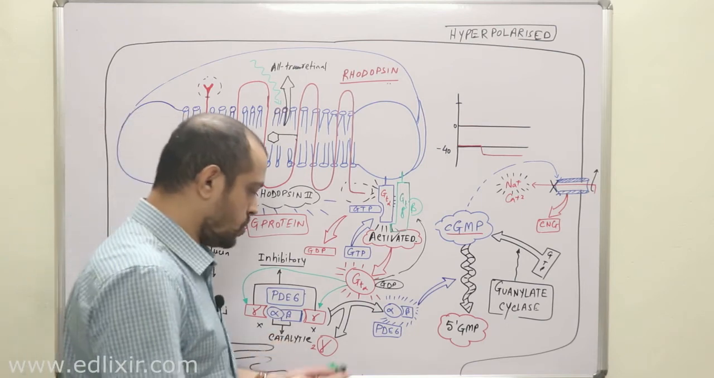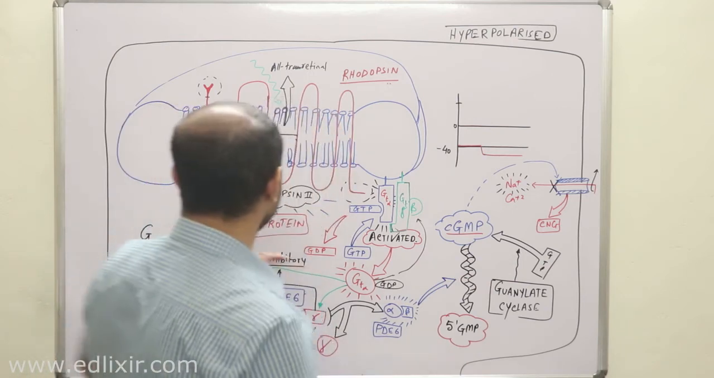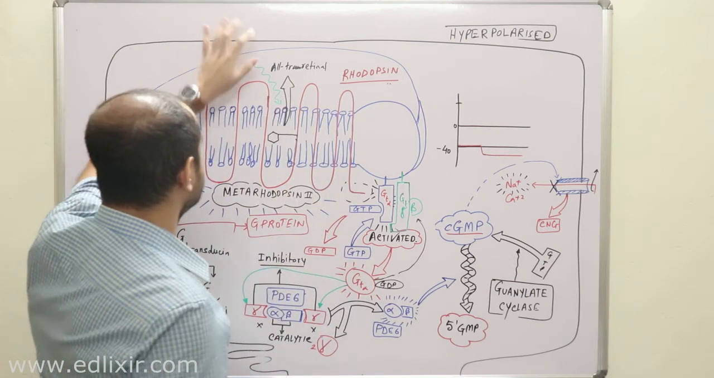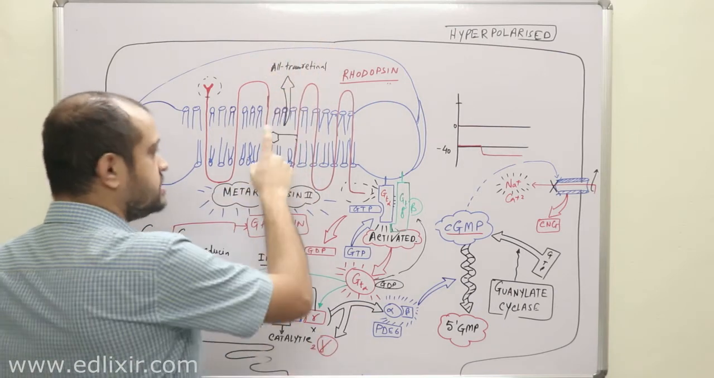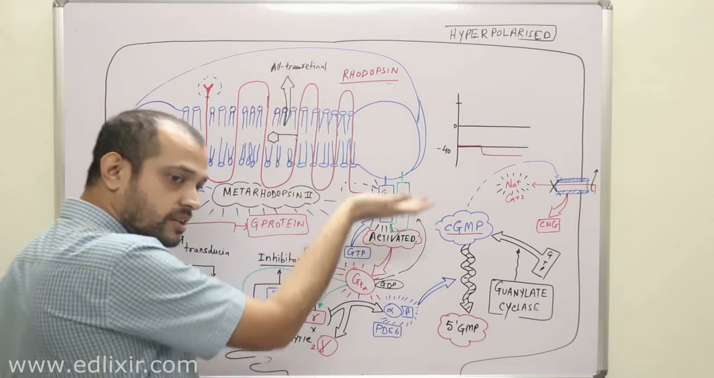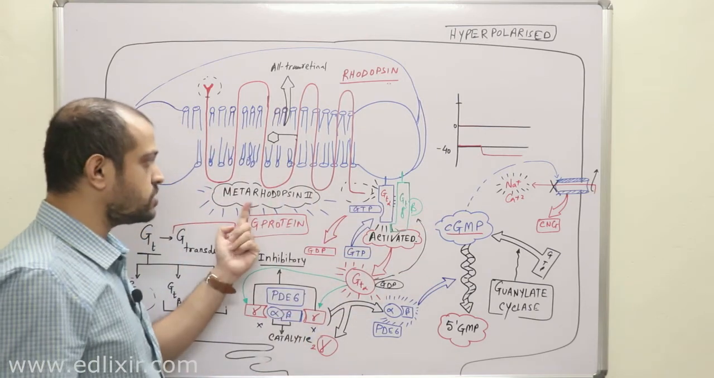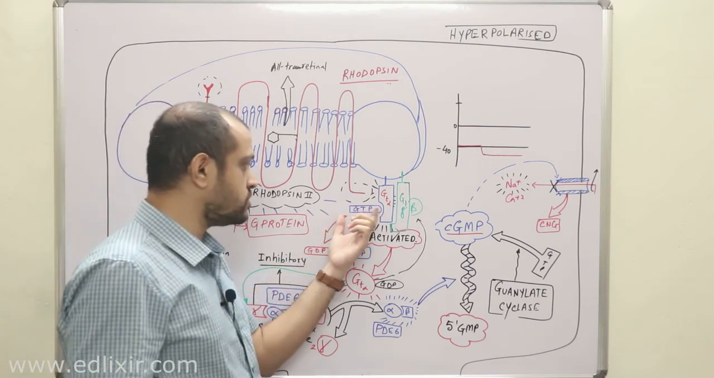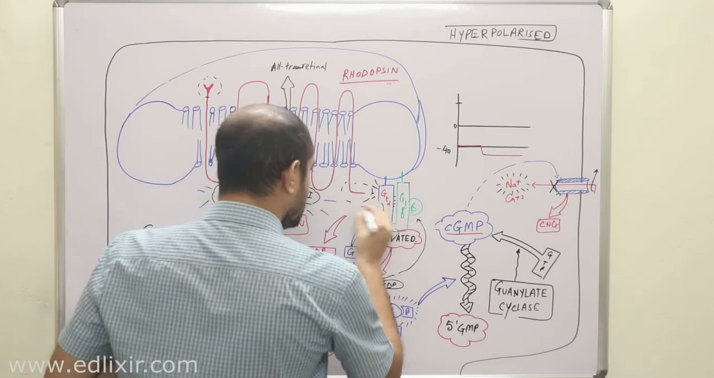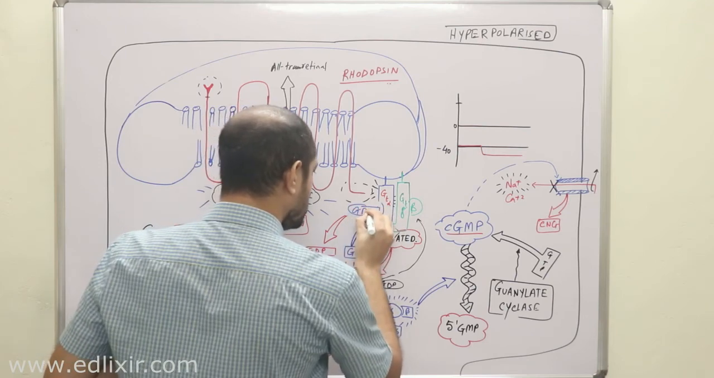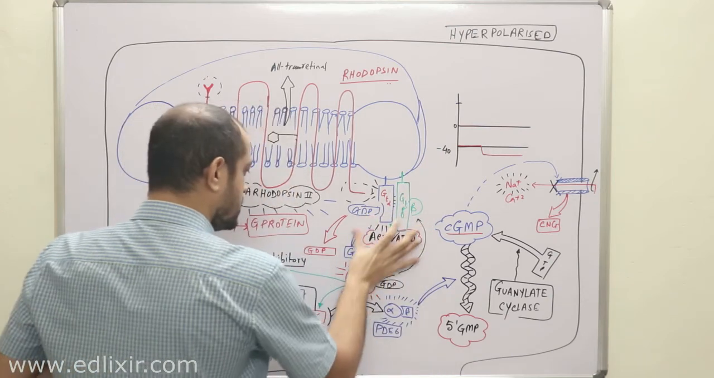Now listen, this whole thing started because of this light. If you cut off this light, then this all-trans retinal will again be converted into 11-cis retinal, and all this will stop. That means no metarhodopsin will be formed, and there will be GDP here, because it has gained GDP and gone back to its old friends, right?